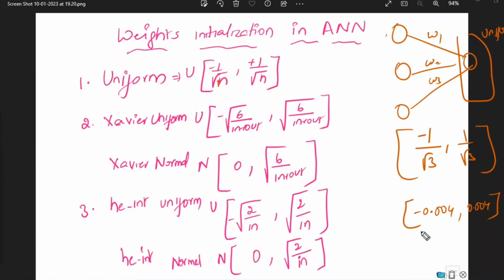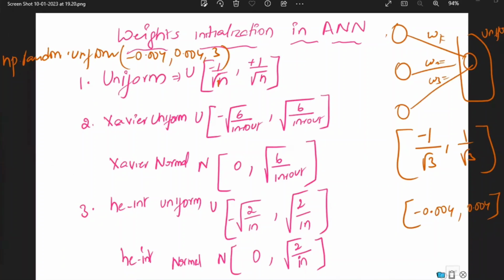Between this one only, you have to select the 3 weights, and that too it has to form a uniform distribution. In the backend it is applying np.random.uniform of minus 0.04 to plus 0.04, comma 3. 3 means the number of samples. It is going to select 3 samples, and those 3 samples will be given as the values here. Whatever values it has got, it will give. Is it clear now?